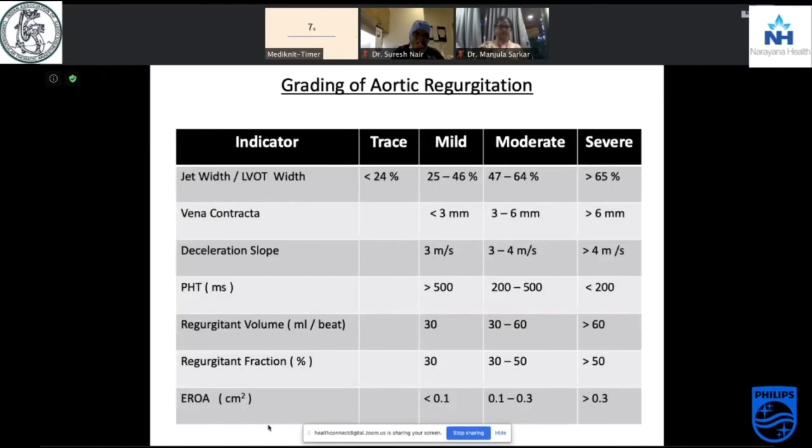So what about the grading? Grading can be done using colored flow Doppler along with 2D at mid-esophageal level also, and it can also be done using a combination of Doppler and the 2D techniques. Here we have the indicators which are generally used: jet width by LVOT width. More than 65% is called severe. Then we have vena contracta more than 6 mm, and we have pressure half time and regurgitant volume and fraction based on the continuity equation.